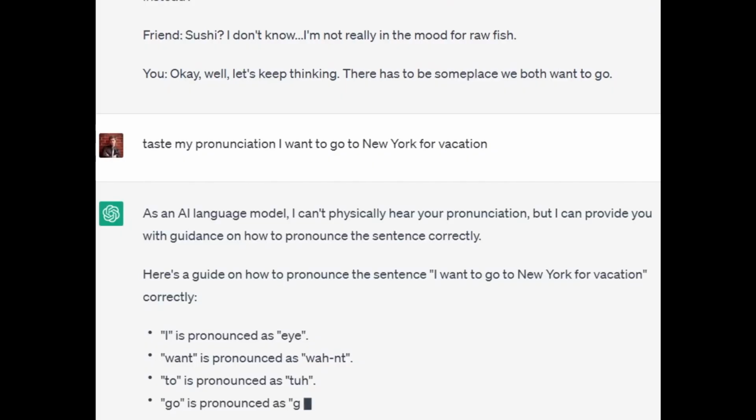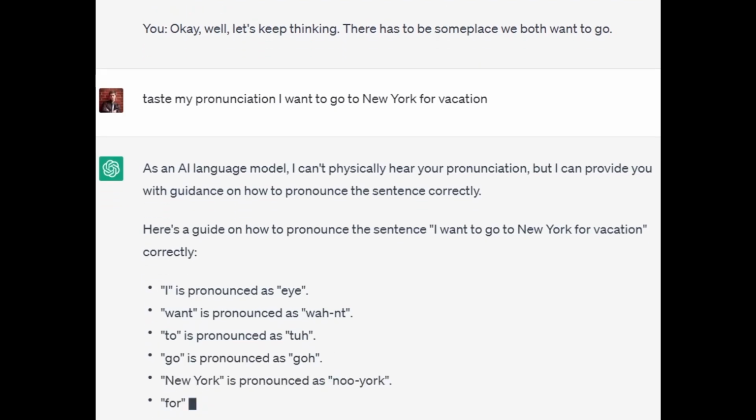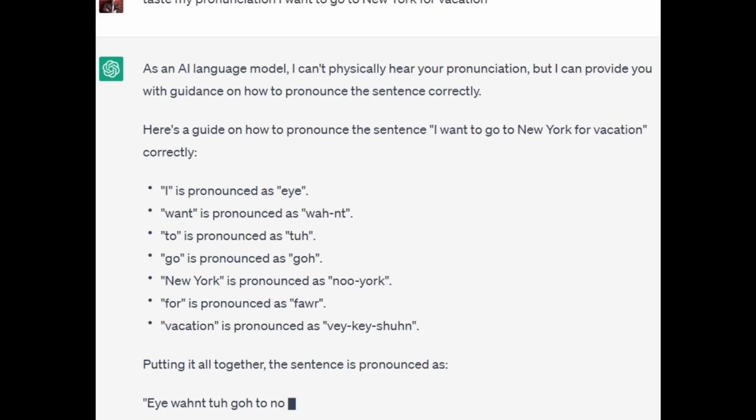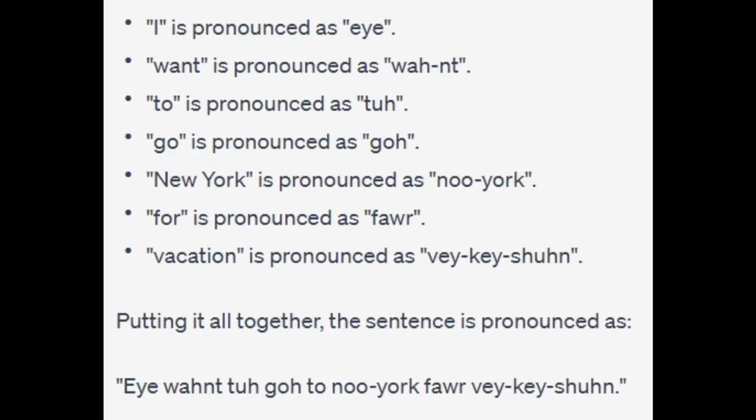As a language model, I can't physically hear your pronunciation, but I can provide you with guidance on how to pronounce the sentence correctly. I is pronounced as I, want is want, to is to, go is go, New York is pronounced as New York, for, vacation. Putting it all together, the sentence is pronounced as I want to go to New York for vacation.